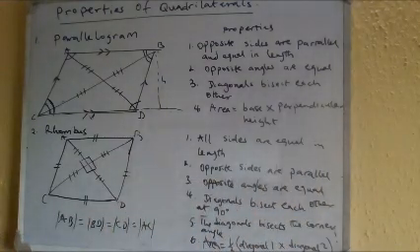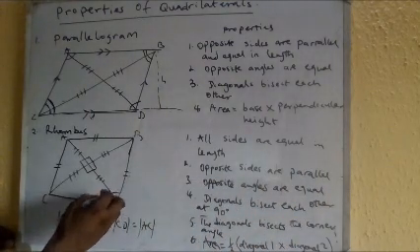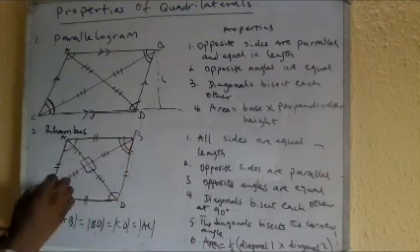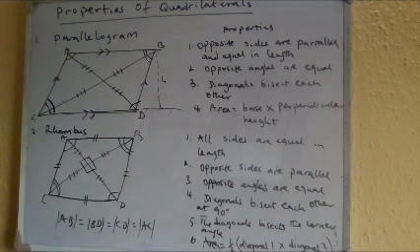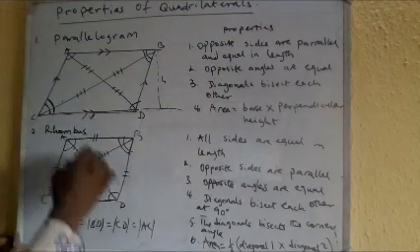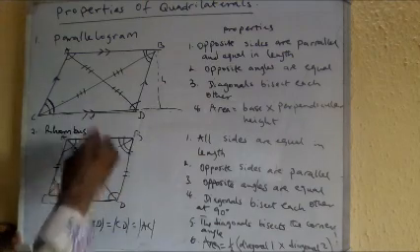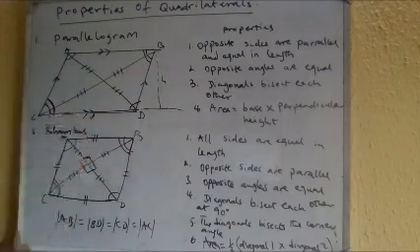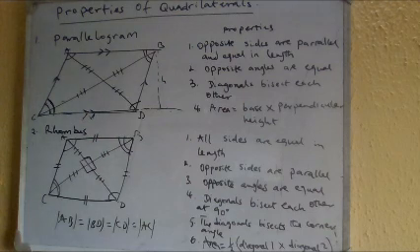Opposite angles are equal. So this angle and this angle are equal, and this one and this one are also equal. Diagonals bisect each other at 90 degrees. Bisecting means that they cut each other. This one also bisects, cutting at 90 degrees. So the angle where the cutting happens is 90 degrees.